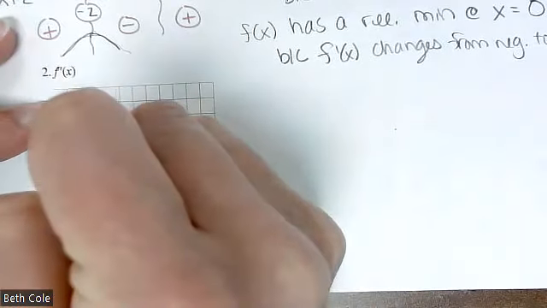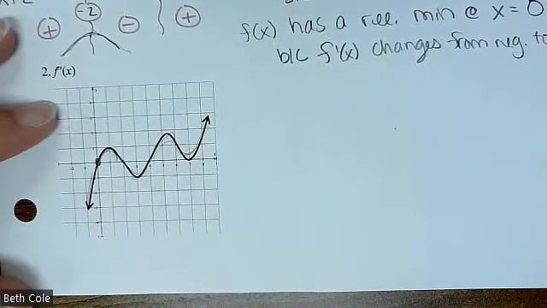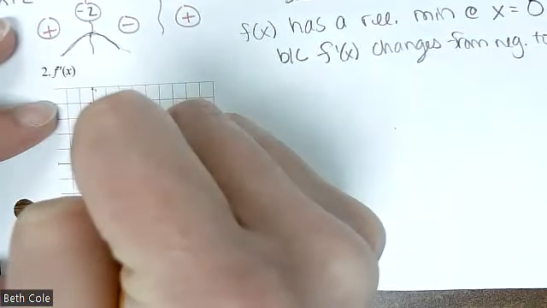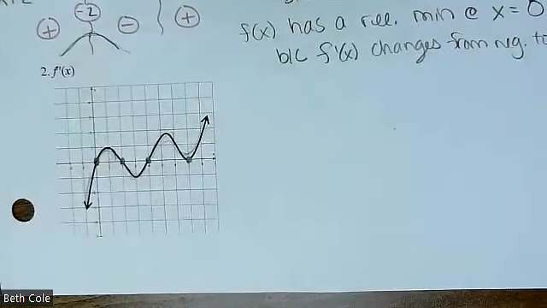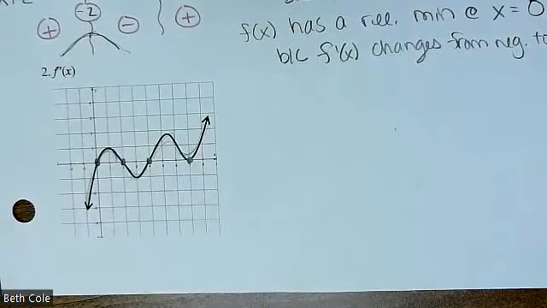The origin is one of us, is 0. What else? 2, good. What else? 4 and 7. So we have 4 critical points. So those are our critical points.